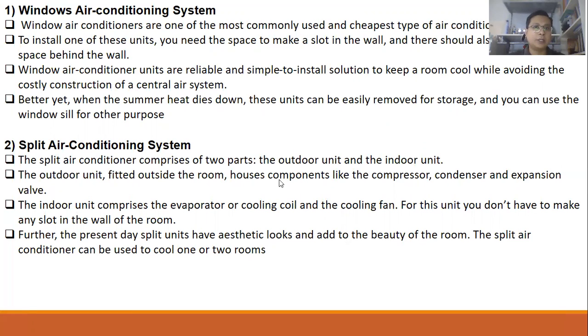So we install it only in certain rooms, and for other rooms we should install the window air conditioning system unit. Window air conditioners are a reliable and simple-to-install solution to keep a room cool while avoiding the costly construction of a central air system. And better yet, when the summer heat dies down, this unit can be easily removed for storage, and you can use the window sill for other purposes. So actually, it's easy to install and easy to remove.